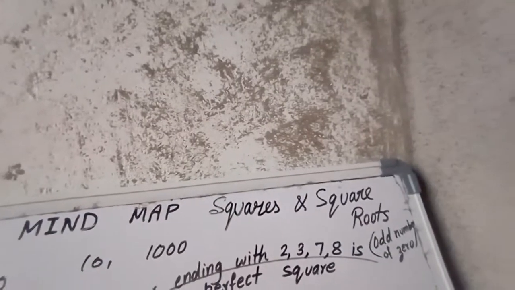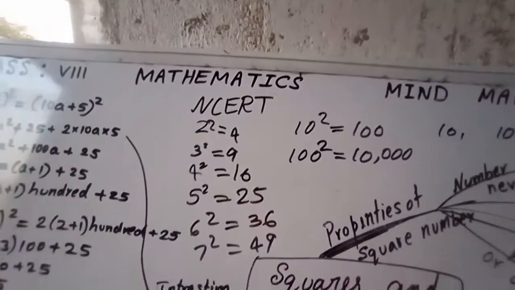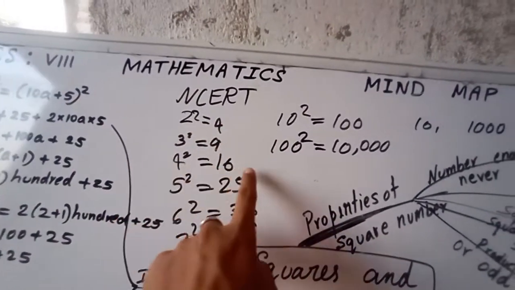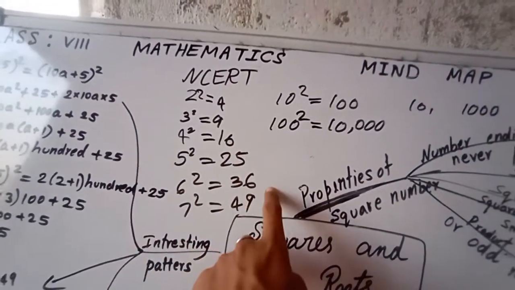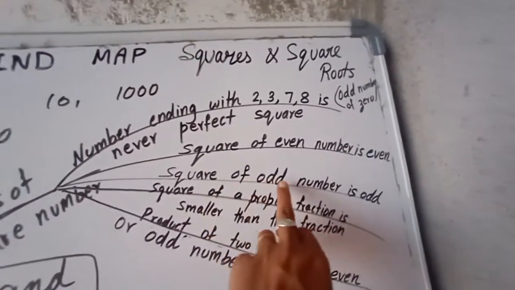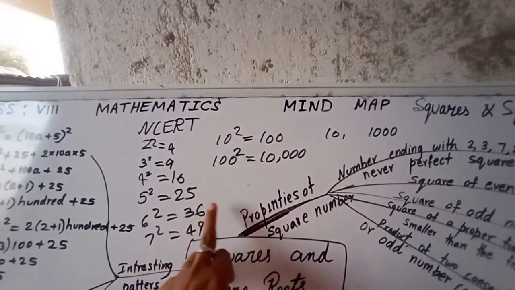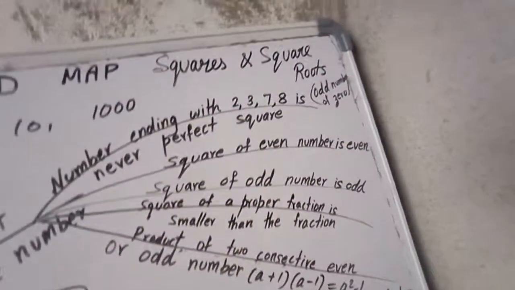In the same way, the square of an even number is always even. You can observe that 2 square is 4, 4 square is 16, even number, 6 square is 36, even number. In the same way, next, the square of an odd number is odd. 5 square is 25, 7 square is 49.